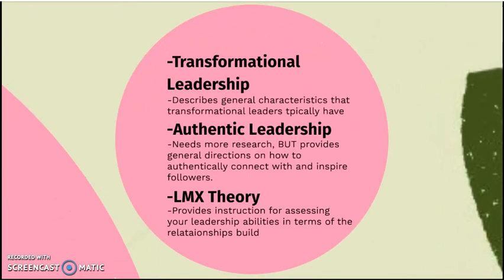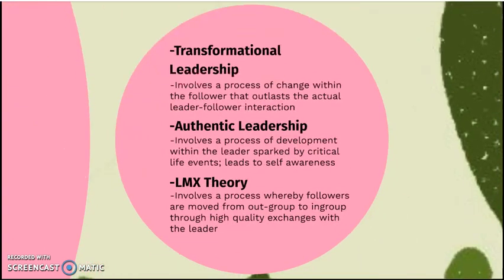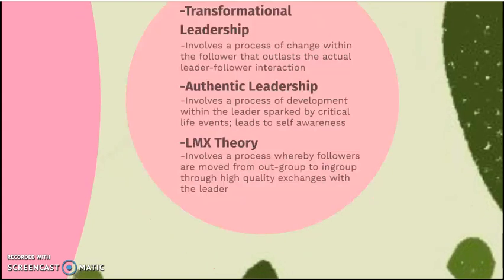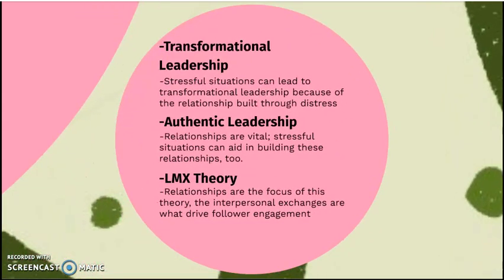Authentic leadership still needs further development as a theory, but it involves a process of development in the leader that leads to genuine desire for followers to succeed and an authentic relationship with them. In authentic leadership, a leader goes through a process of development characterized by critical life events, some good and some bad, that lead to greater self-awareness. Relationships are vital to authentic leadership. Therefore, the context of authentic leadership involves a personal relationship and sometimes a stressful situation to help strengthen that relationship.